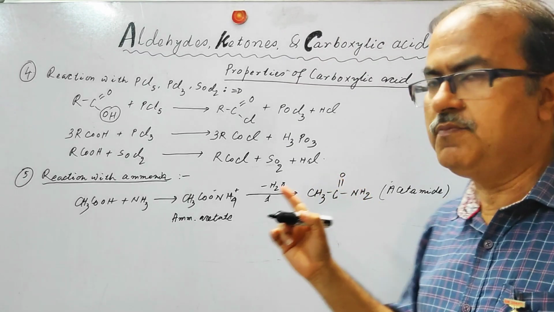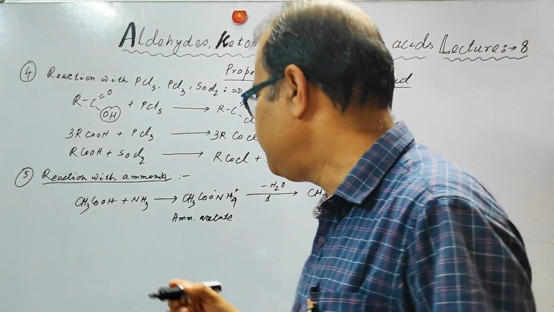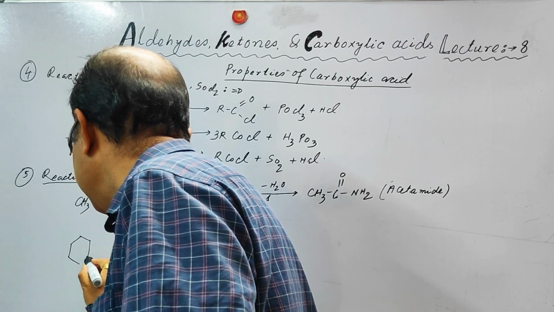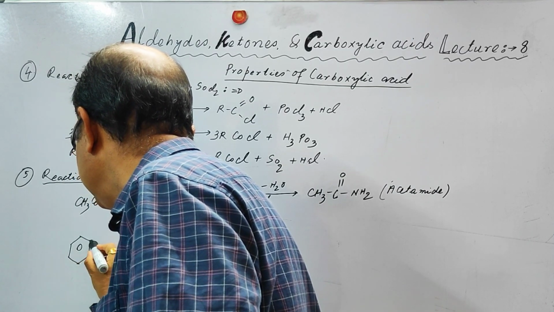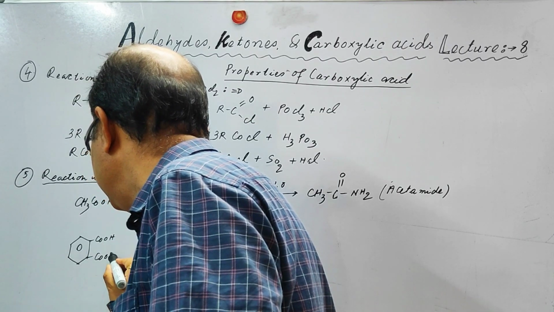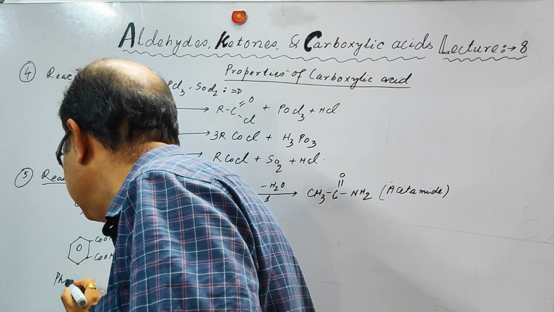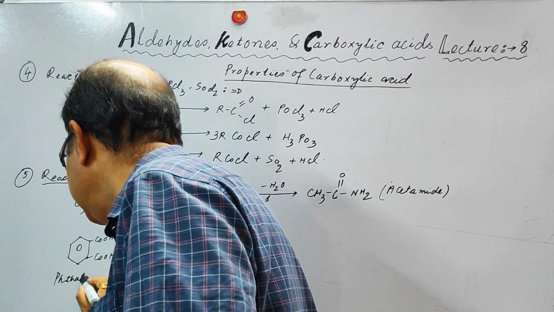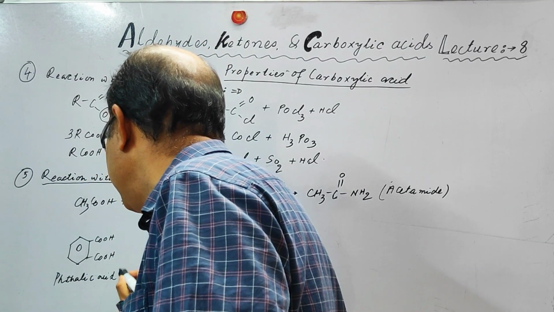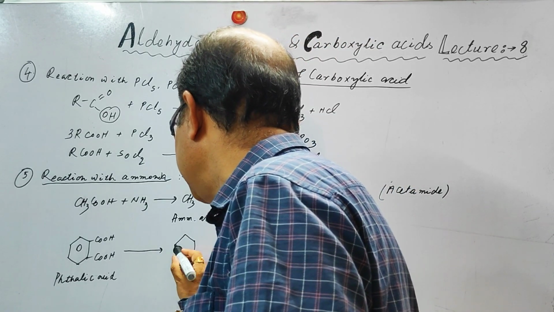Similarly, we can observe in case of benzoic acid, it will produce the benzamide. This is a very important reaction where the phthalic acid, this is when we are talking about the two carboxyl groups in the aromatic acid. This is the phthalic acid. When this phthalic acid reacts with ammonia, it is going to produce the ammonium phthalate.